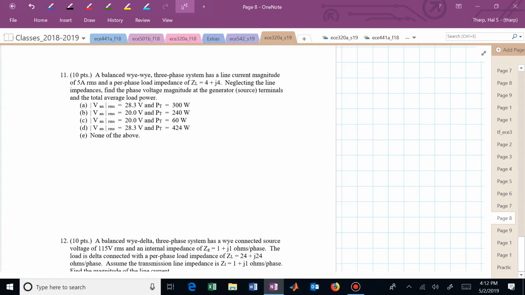One, you have a YY, and it says you have no impedance in the transmission line, which means that whatever we have at the load, we can say will have the same voltage on the load side as we have at the generator side. And what do we have here? We have a balanced three-phase, and it has a line current magnitude of 5 amps.